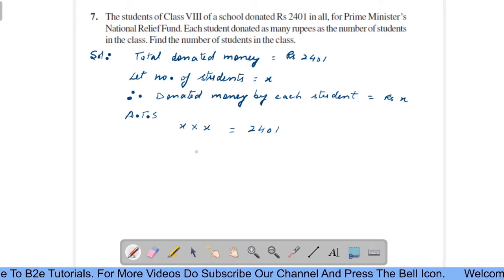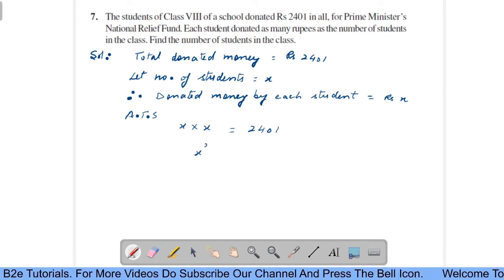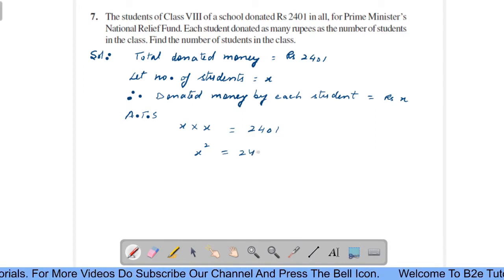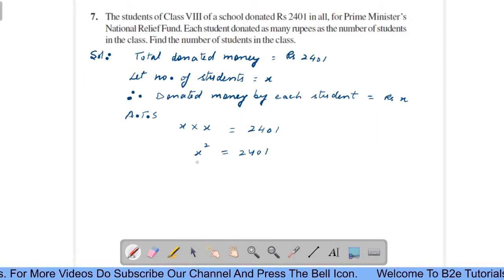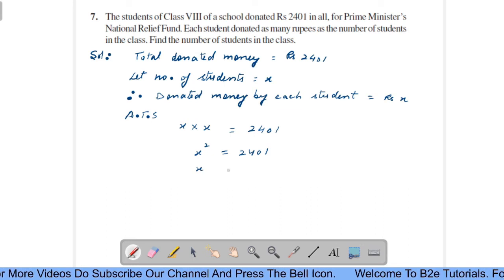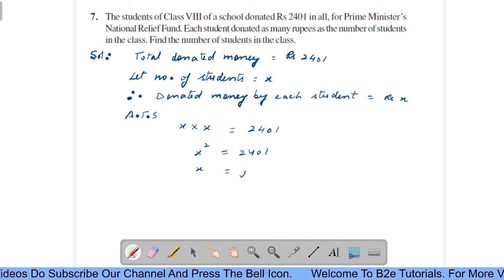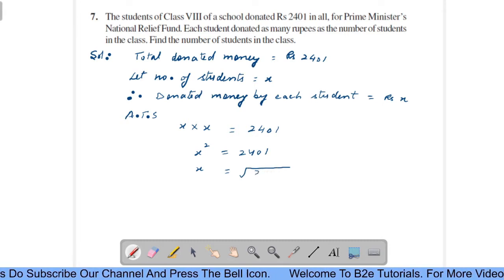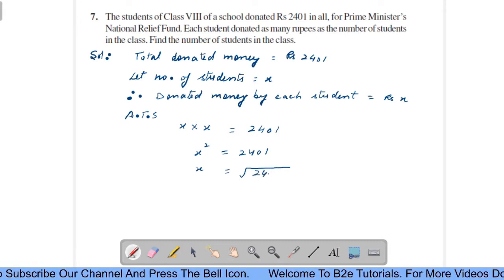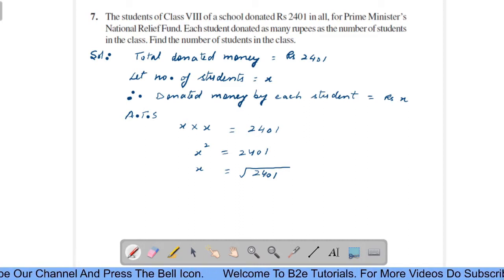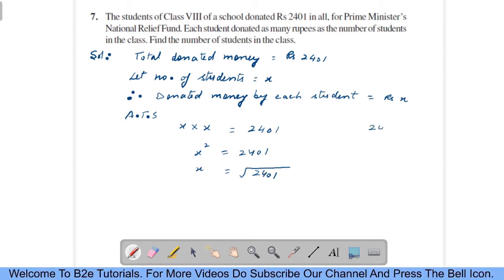x into x is x square, equal to 2401, or x is equal to, if you remove the square on the right hand side, you have to take the square root of this number, that is 2401. Now find out the prime factors of this number, 2401.